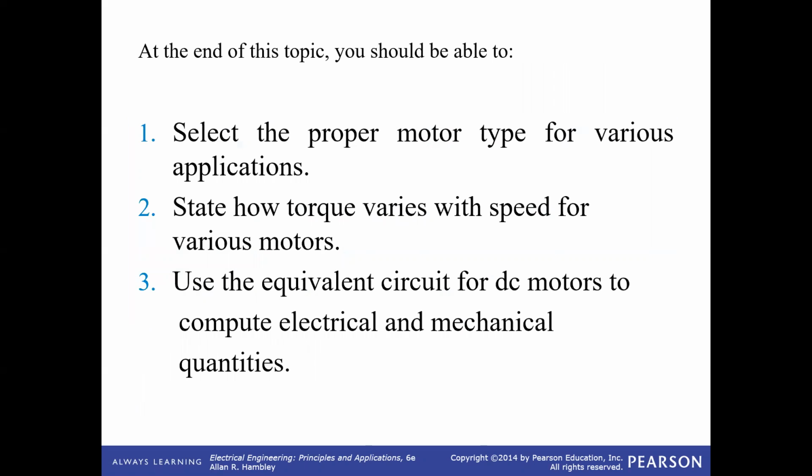So at the end of this topic, for the DC machine, you should be able to select the proper motor type for various applications, and state how torque varies with speed for various motors. Because in mechanical, we are now going for the mechanical part. In mechanical, there are two main concerns: first, how much torque can be produced, and second, how much speed can be produced by the motor.